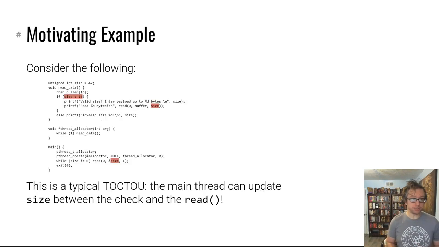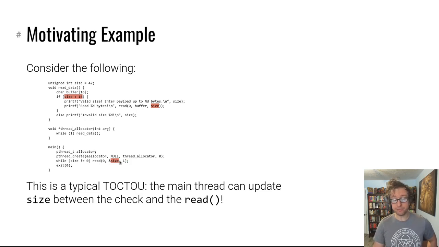Let's take a look at this example. This is a very straightforward race condition. We have two threads in this process, the main thread and the allocator thread. The main thread will loop and read a size variable, just one byte. And the allocator thread will loop and call read data. Read data will check if the size variable that the main thread is responsible for reading is less than 16. If size is less than 16, then we will read into a buffer on the stack of size 16, however many bytes are indicated by size.